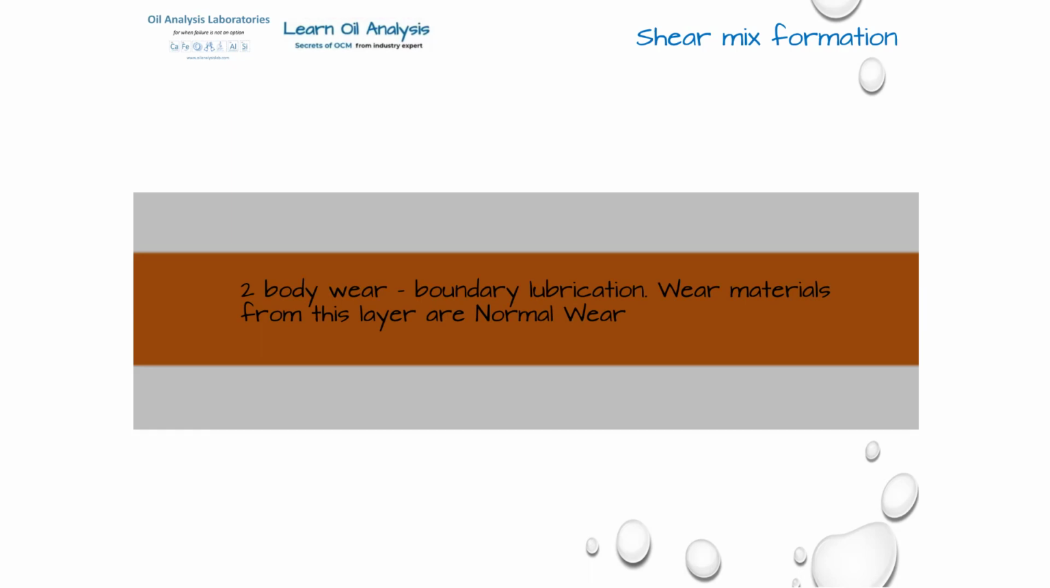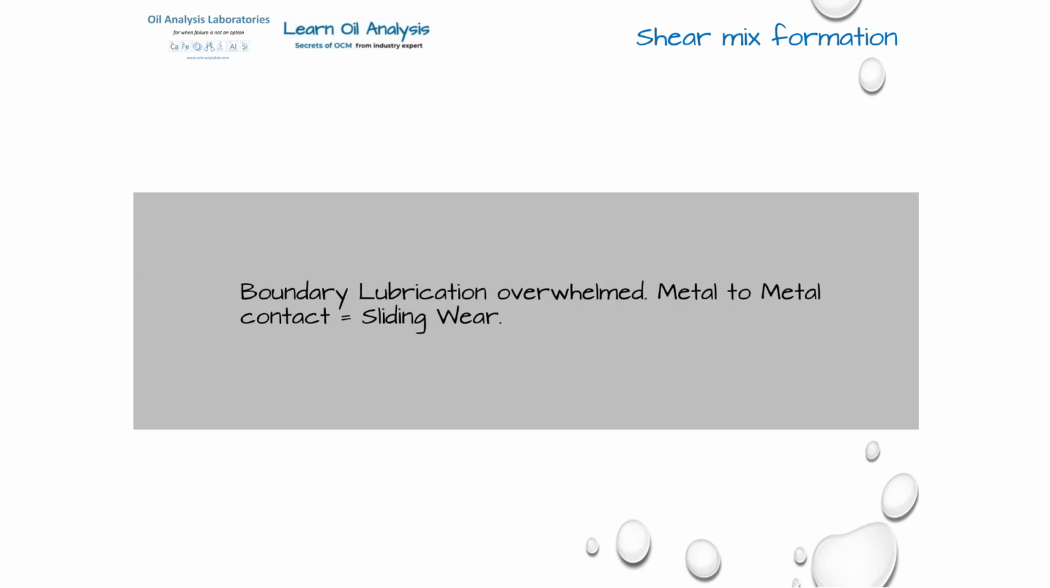Material is constantly being removed from this layer and added to as part of normal wear of the machinery, which you will recall from section 1 of this video means the particles are all less than 15 microns. Should this boundary lubrication layer be overwhelmed, leading to significant metal-to-metal contact, then the end result is sliding wear.